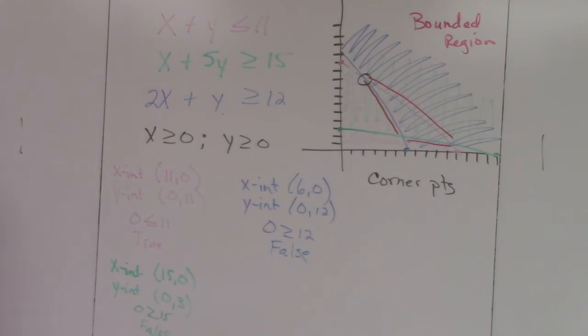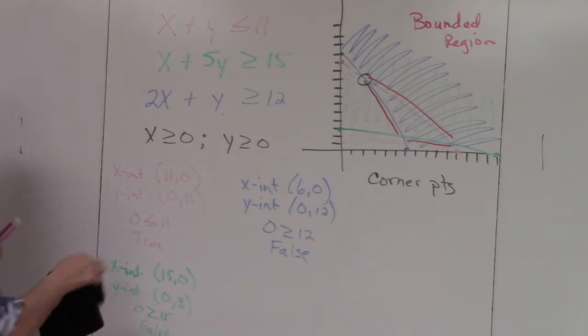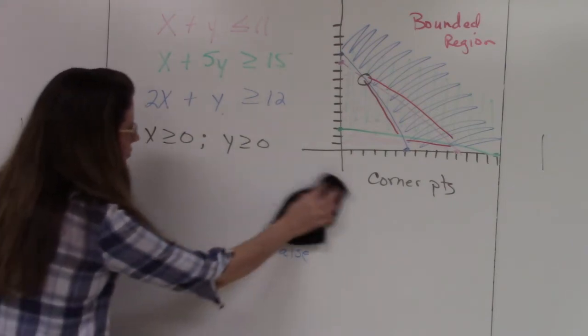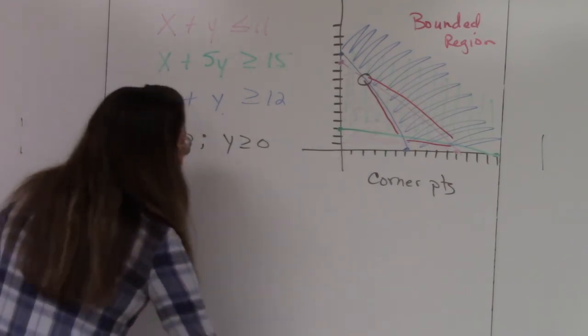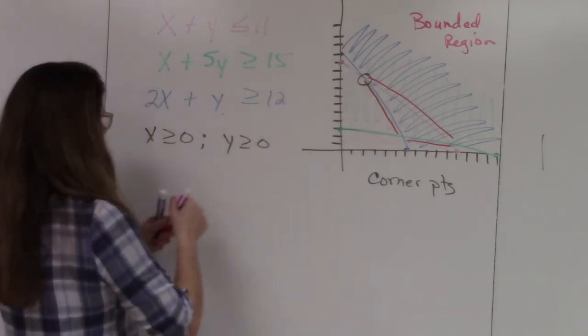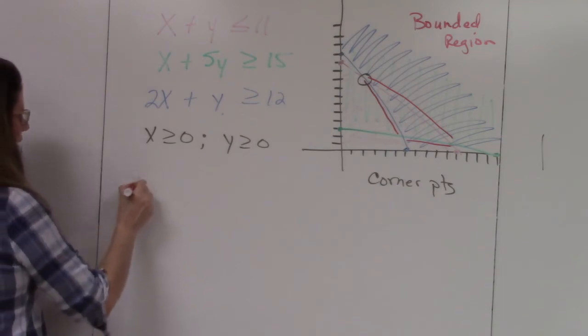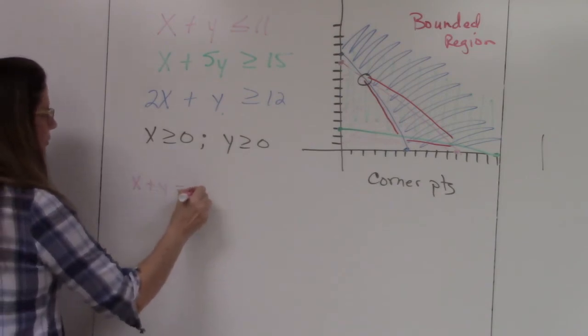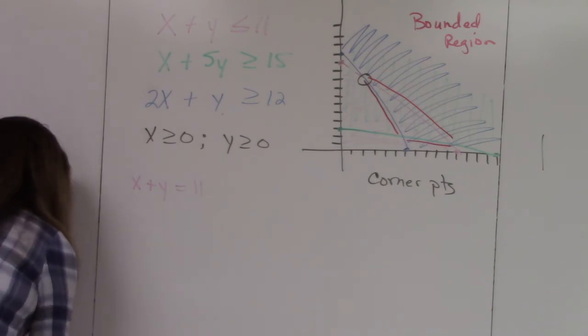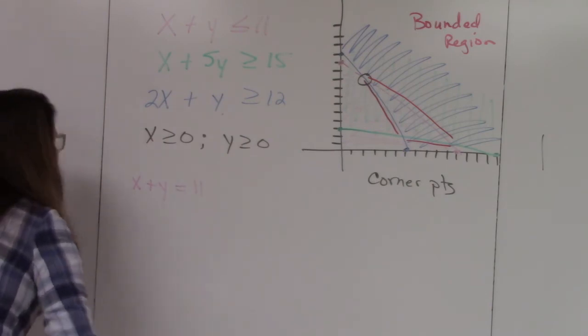No, actually I won't. Because none of the corner points are an X or a Y intercept, so I actually won't need them. Okay, so here I have a corner point at the pink and the blue line. So I'm going to take my pink line, and remember, now the inequality doesn't matter anymore. And then I'm going to take my blue line.